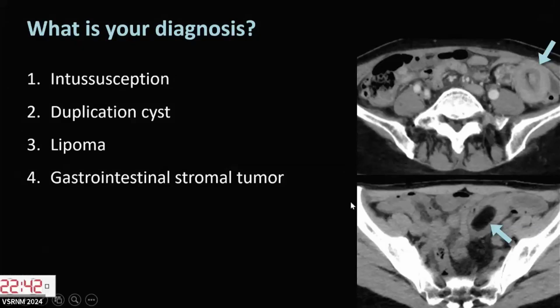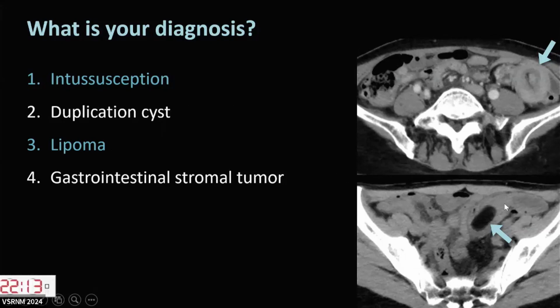So what is your diagnosis? Who will vote for 1, intussusception? Or 2, duplication cyst? Or 3, lipoma? Or 4, gastrointestinal tumor? Which one will you choose? Okay, actually this is both. We have an intussusception and we have a leading point as a lipoma.